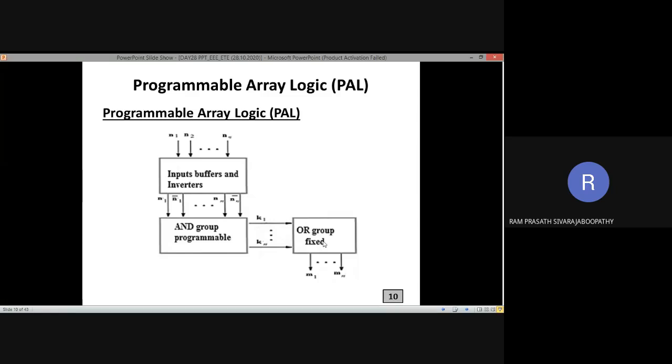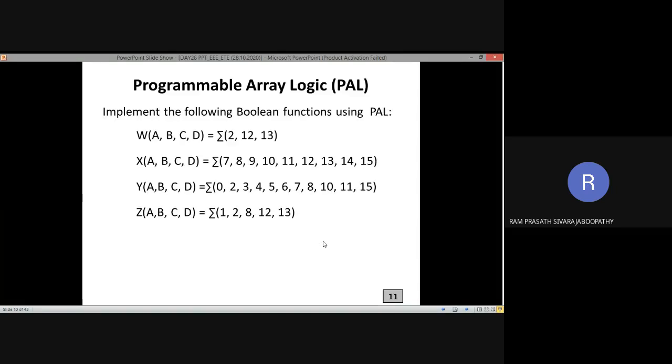Say for example, if my function has 5 AND terms, then what must be the size of the OR gate here? A 5-input OR gate must be there. That is the thing I want to tell you. Okay, now we will go with the problem.